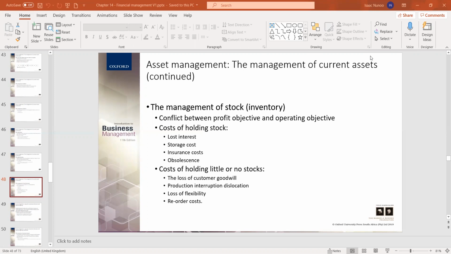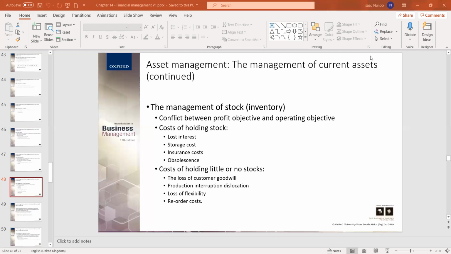We can talk about production interruption and dislocation. Running out of stock can also be very costly for certain types of companies, because when customers talk, your other customers can go to different places to buy their goods. Then there is loss of flexibility. That is, additional stock holding creates a safety margin, where mishaps of various descriptions can be accommodated without major and costly repercussions.